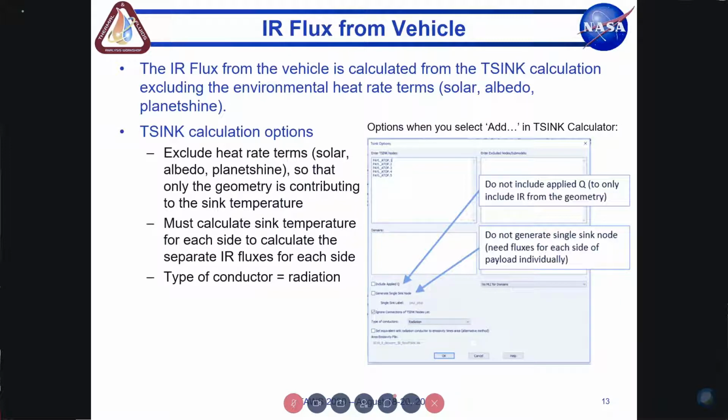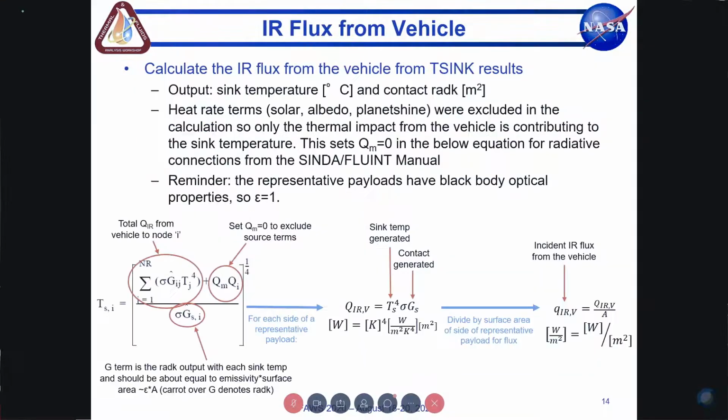So now how do we get the IR flux from the vehicle? We're going back to the T-sync calculator, but we're going to select different options. You open the T-sync calculator and select your save files, just like I previously showed, but this time when a data set is added, you do not include the applied Q. That is going to exclude the effects from solar, albedo, and Planetshine and only use the effects from the vehicle geometry to calculate the sync temp.